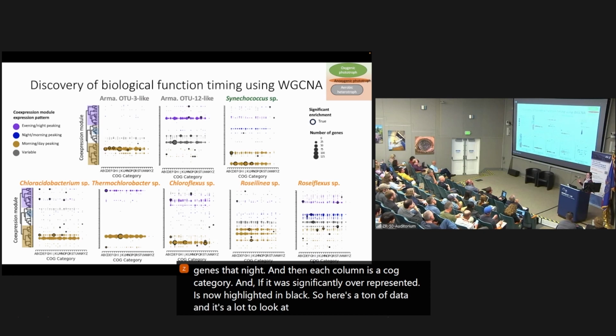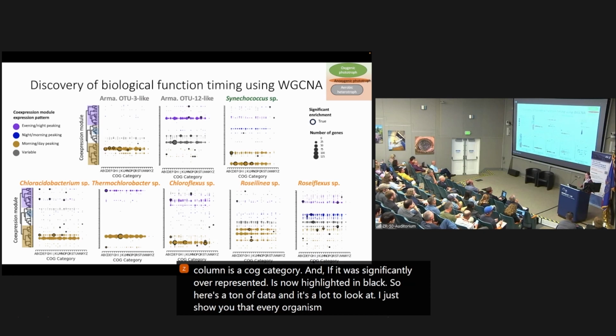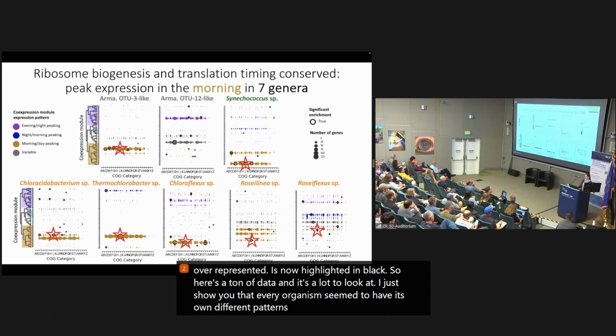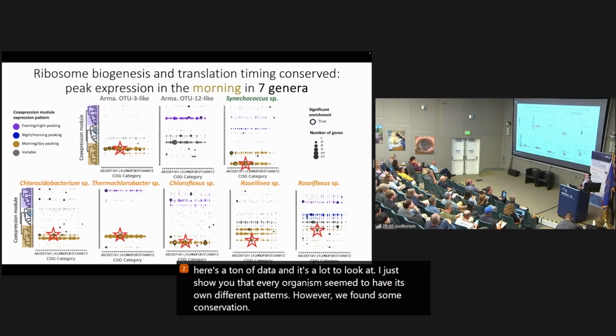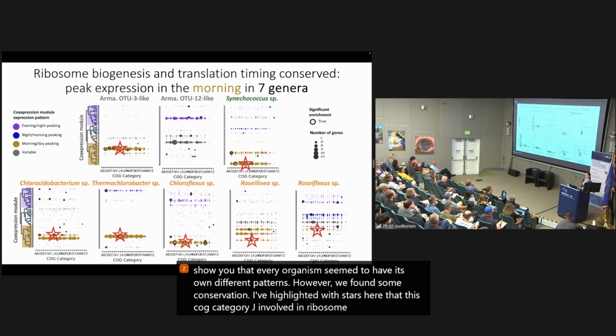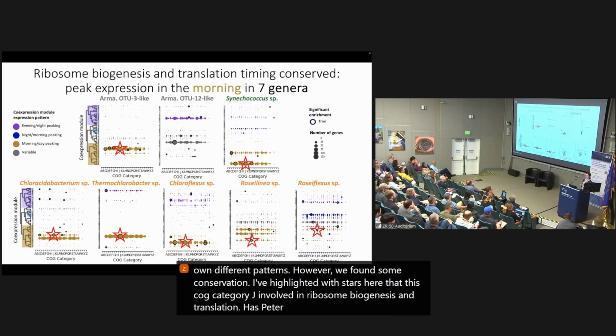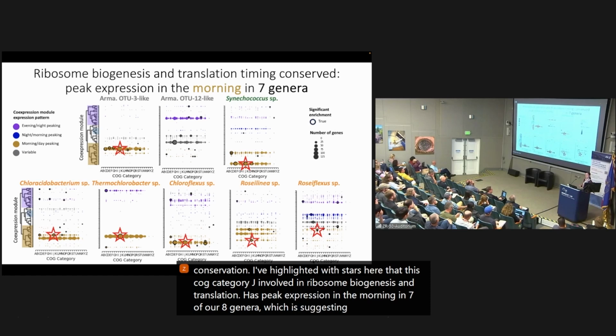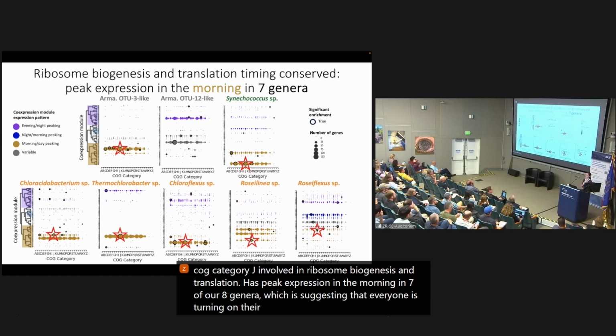So here's a ton of data, and it's a lot to look at. But I want to show you that every organism seems to have its own different patterns. However, we found some conservation. I've highlighted with stars here that this COG category J, involved in ribosome biogenesis and translation, has peak expression in the morning in 7 of our 8 genera, which is suggesting that everyone is turning on their biosynthesis at a similar time.